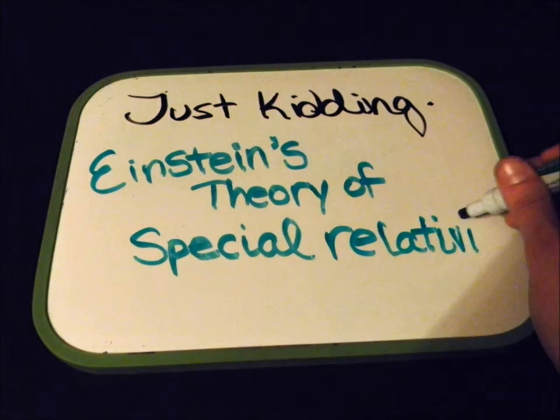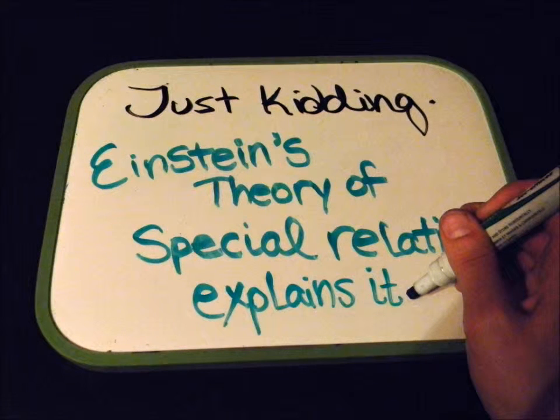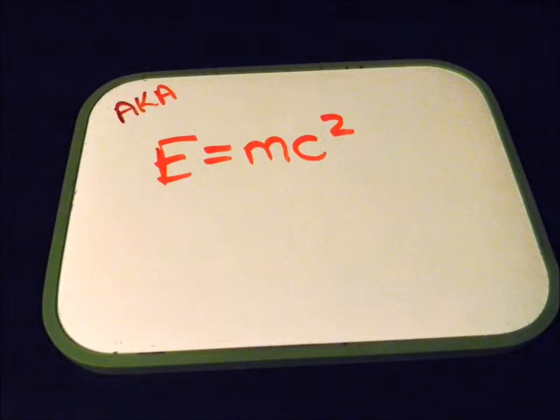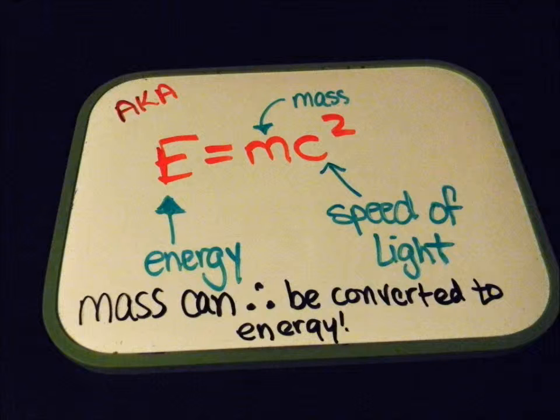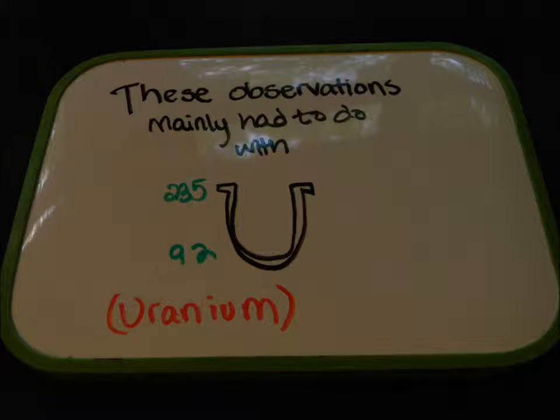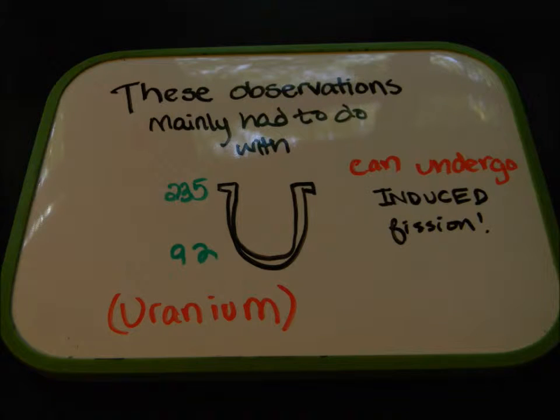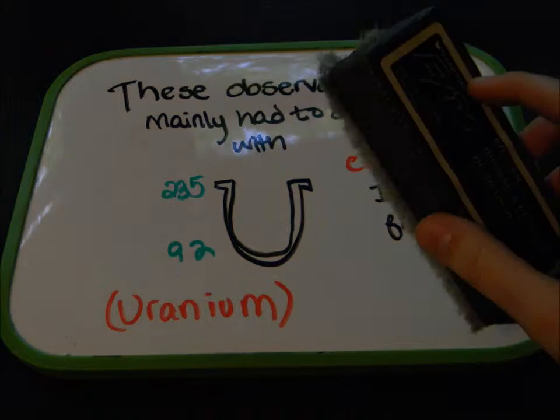Actually, no. Einstein's theory of special relativity explains this phenomenon, although it's usually called E equals mc squared. This proves that mass can be transformed into energy, such as the case when uranium is bombarded by slow-moving neutrons. Most of these observations mainly had to do with uranium-235. This is because uranium-235 can undergo induced fission, along with plutonium, although we won't cover that here.